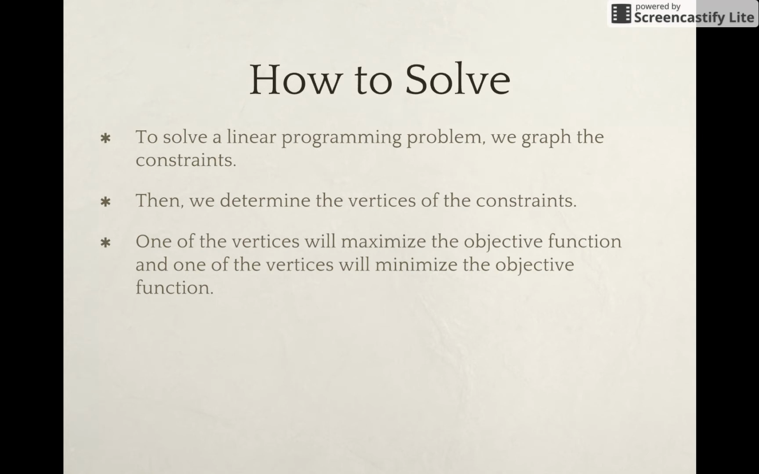To solve a linear programming problem, we first graph the constraints, and then we determine the vertices of the constraints. Once we've determined the vertices of the feasible region, we plug those vertices into the objective function, and one of those vertices will minimize the objective function, and one of the vertices will maximize the objective function.